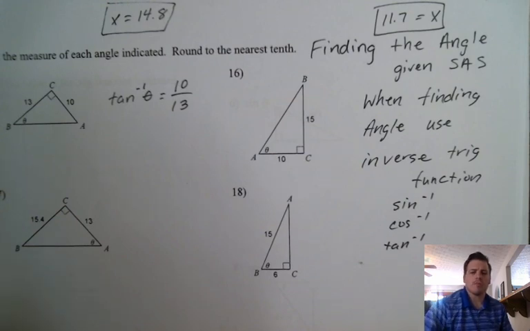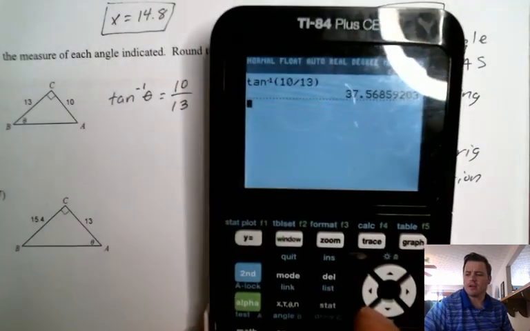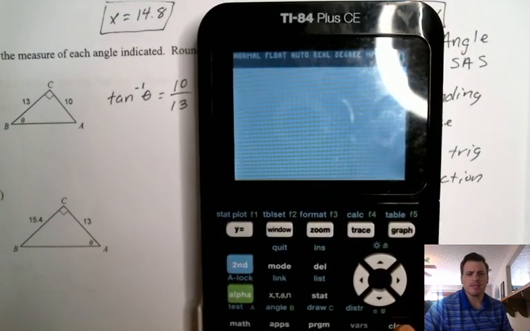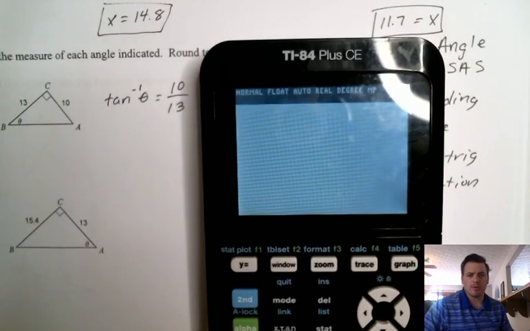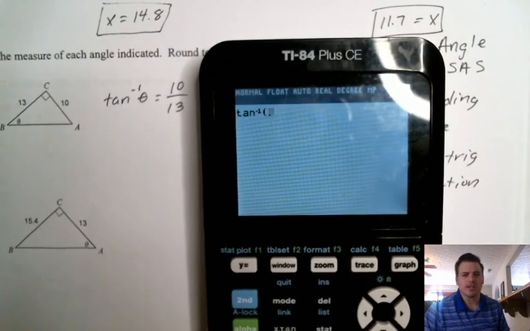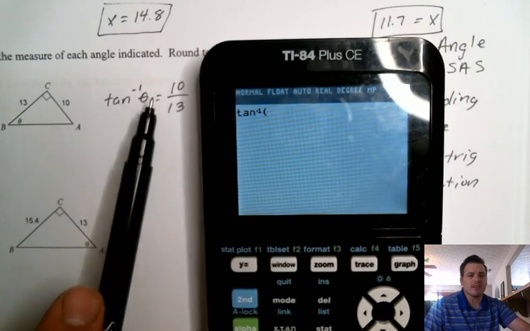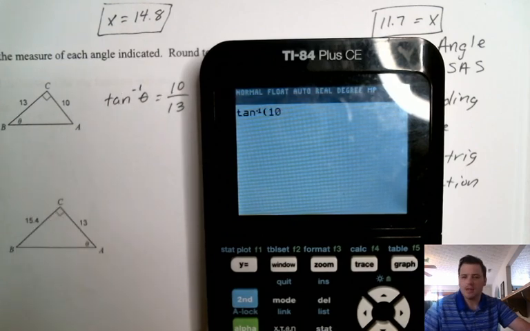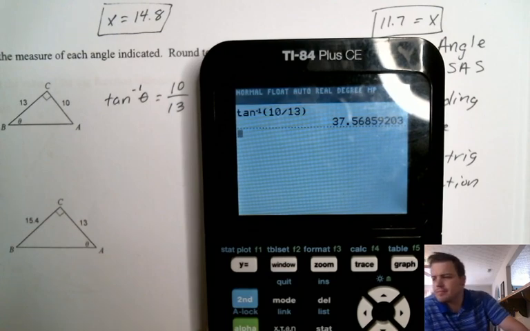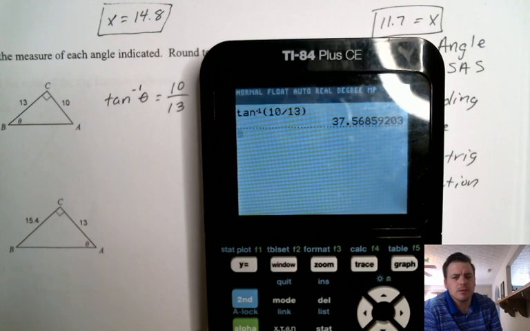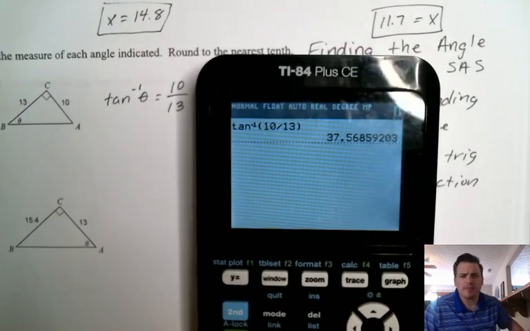Okay? So, coming over here to our calculator. Here's exactly what we're going to do. All right? We're going to say second tangent, that's your inverse. And since tangent -1 of theta is equal to 10 over 13, we just type that in as 10 over 13. And that right there is our answer, guys. Okay? It says round to the nearest tenth, 37.6.